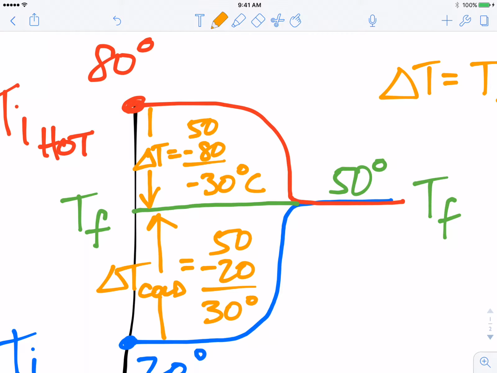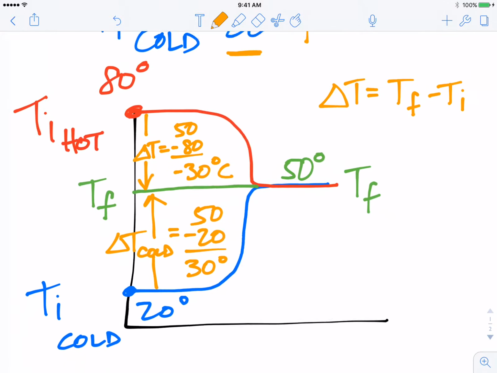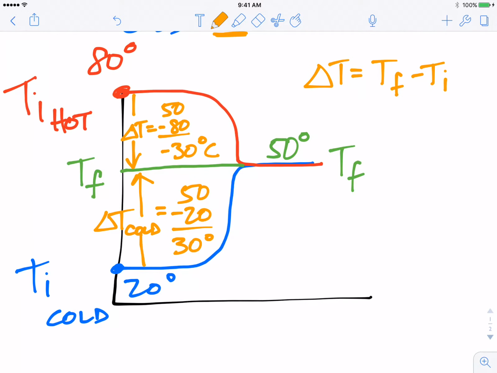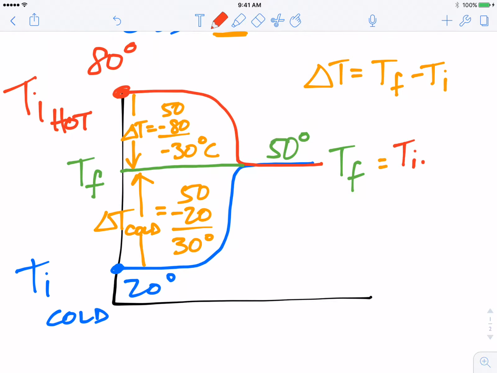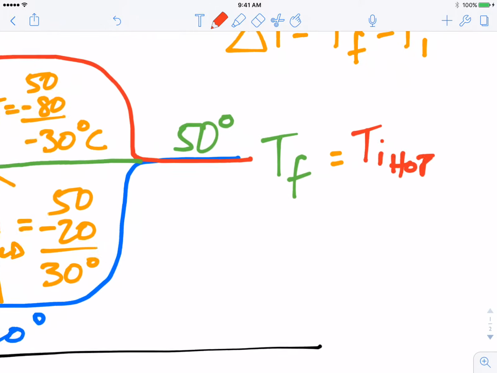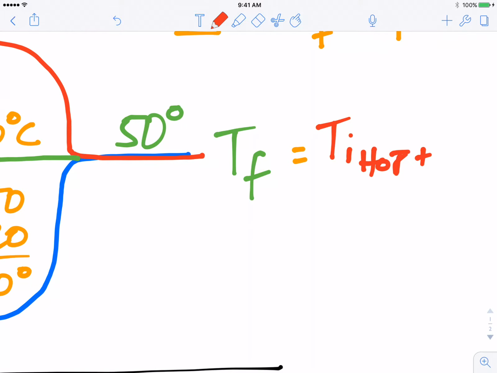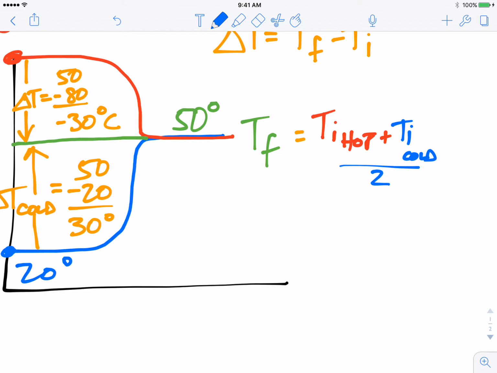Okay? So there's a lot to be learned from heat lab number 1, mixing equal amounts of hot and cold water together. We learned that the final temperature, T final, is equal to the average of your initial temperatures. To calculate it, it's the initial temperature of your hot plus the initial temperature of your cold, so plus Ti of the cold, and then divided by 2. Okay, so that's an important idea.